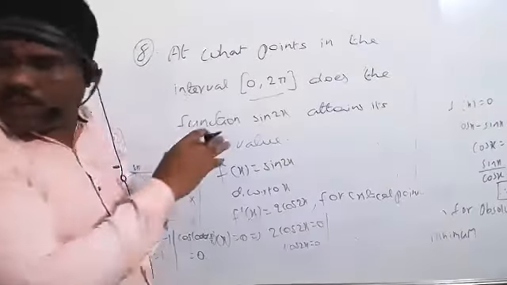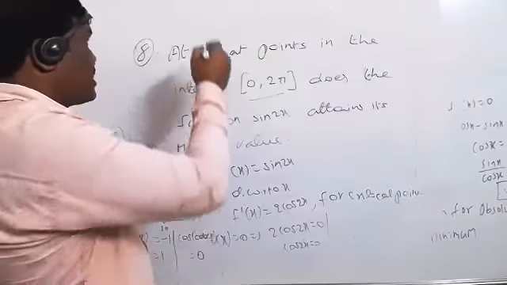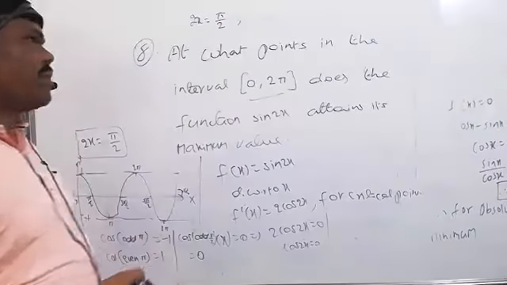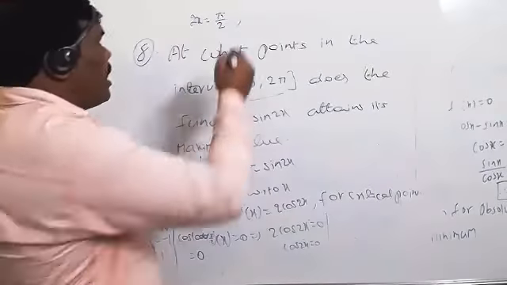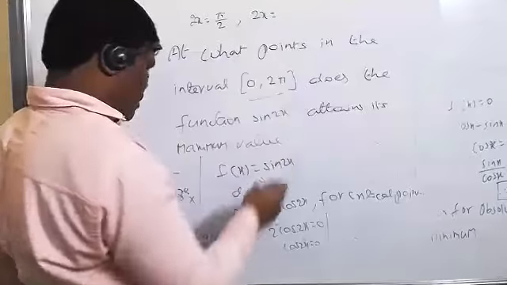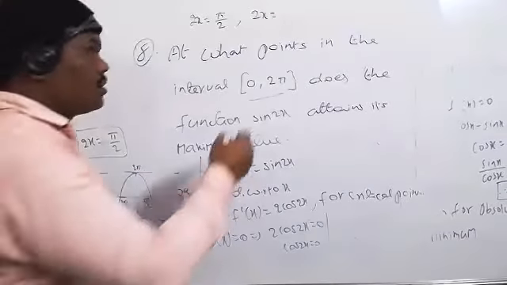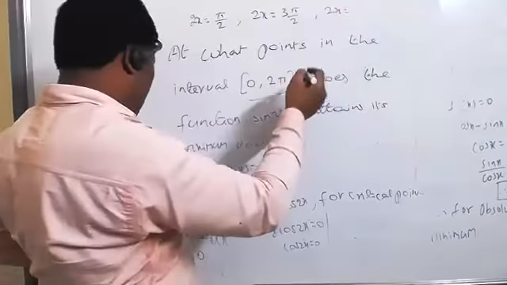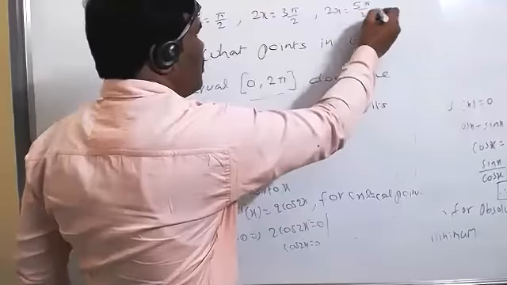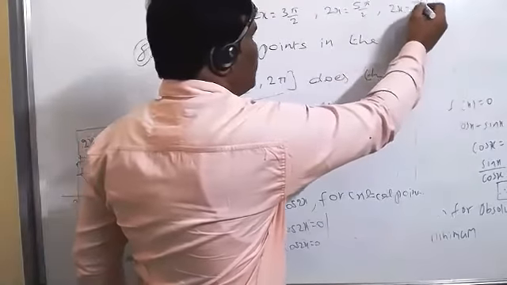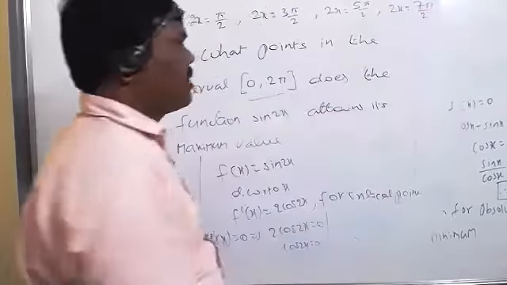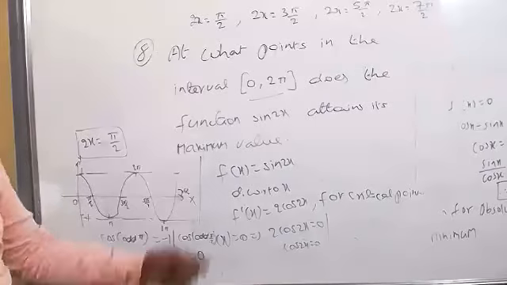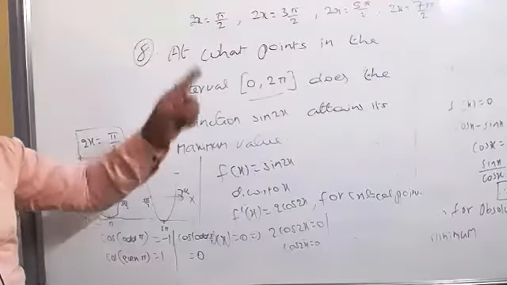you can take the values here. First, one value is 2x equal to pi by 2. The second one is 2x equal to 3 pi by 2, and 2x equal to 5 pi by 2. Next, 2x equal to 7 pi by 2. These are all the possible values. But whatever values we take must clearly lie between 0 and 360 degrees.